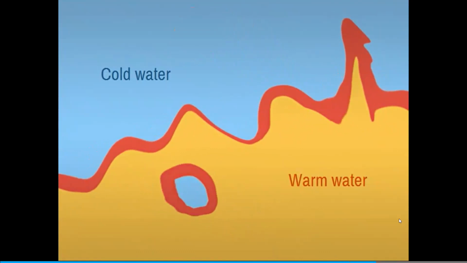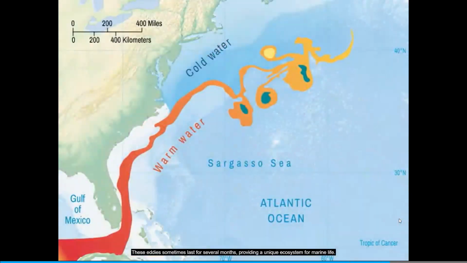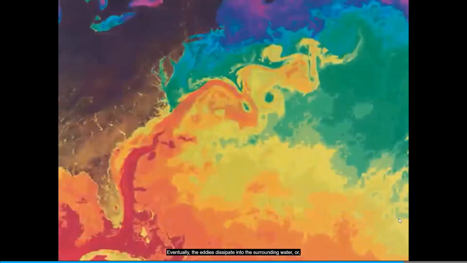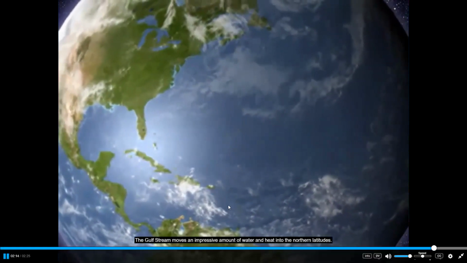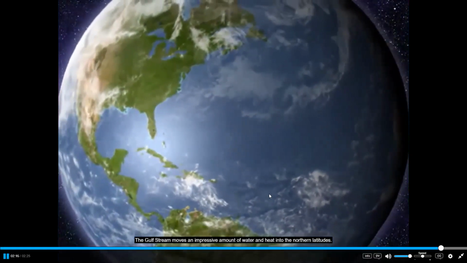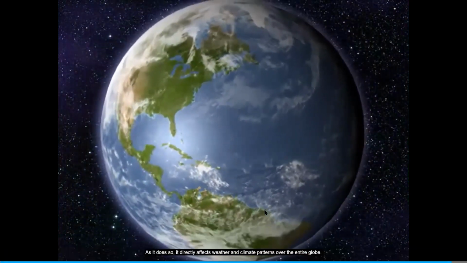at its core. These eddies sometimes last for several months, providing a unique ecosystem for marine life. Eventually, the eddies dissipate into the surrounding water, or in some cases, they rejoin the Gulf Stream. The Gulf Stream moves an impressive amount of water and heat into the northern latitudes. As it does so, it directly affects weather and climate patterns over the entire globe.